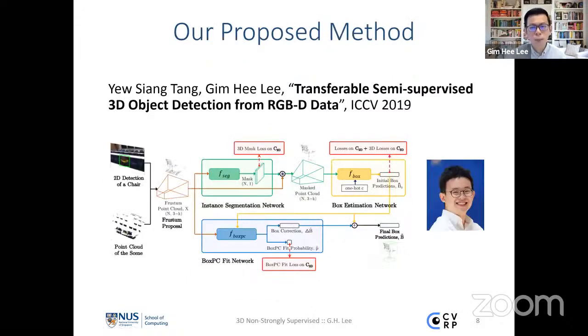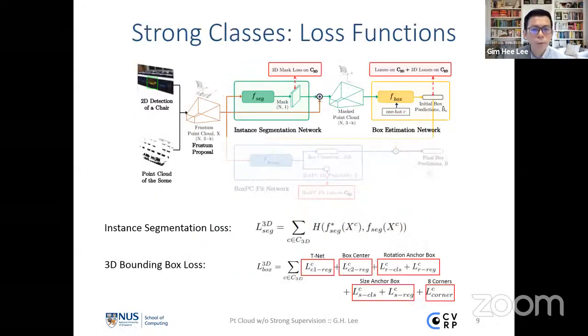So our proposed method, which we call the transferable semi-supervised 3D object detection from RGB-D data, was published in ICCV 2019 by my ex-student Yu Xiang. Basically, the network consists of a backbone branch over here, for which we make use of the state-of-the-art at that time, which was the Frustum PointNet on RGB-D data for 3D object detection. And in this backbone branch, we will supervise it using the available strong classes.